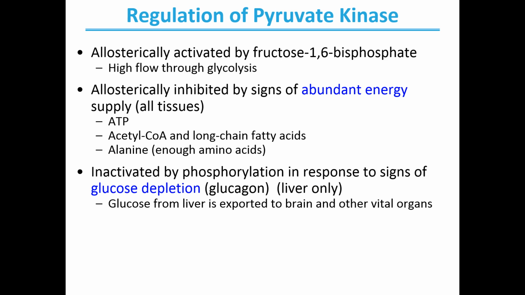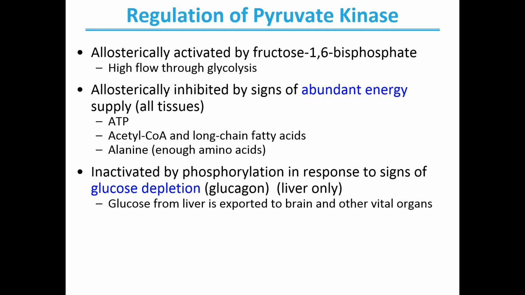Now let's look at the regulation of pyruvate kinase. Pyruvate kinase is going to be regulated by the presence of fructose 1,6-bisphosphate. Now that is not the substrate of the enzyme, but if you've got a lot of fructose 1,6-bisphosphate, that means glycolysis needs to keep going. So we're going to activate our pyruvate kinase. Pyruvate kinase is going to be inhibited by ATP as well as any other signs that we have plenty of energy. It's going to be inactivated by signs of glucose depletion, which is going to mainly be your glucagon effect.